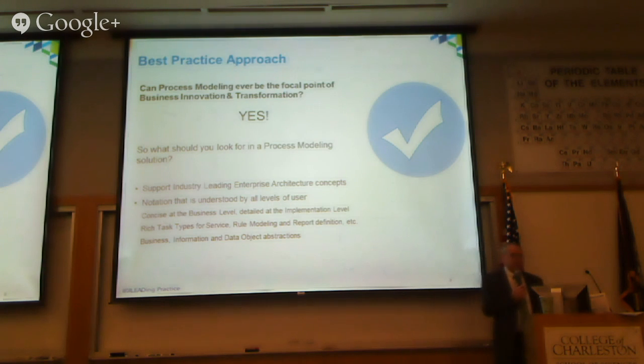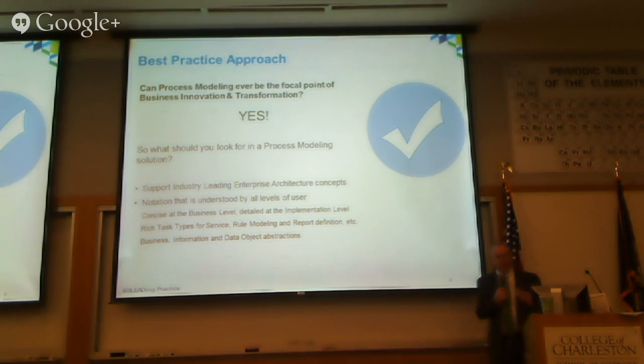So, best practice approach. Can process modeling be the focal point? Yes, it can. What should you look for? Well, one of the key elements is you have to support these enterprise architecture concepts. If it's not part of the solution, then it's hard for you to be able to deliver on the functionality that you need to get to the point of business transformation.